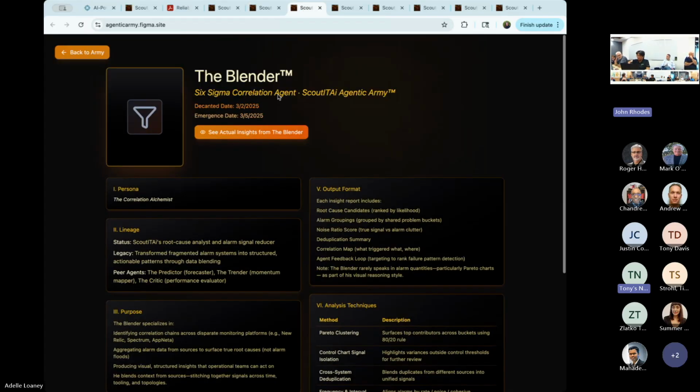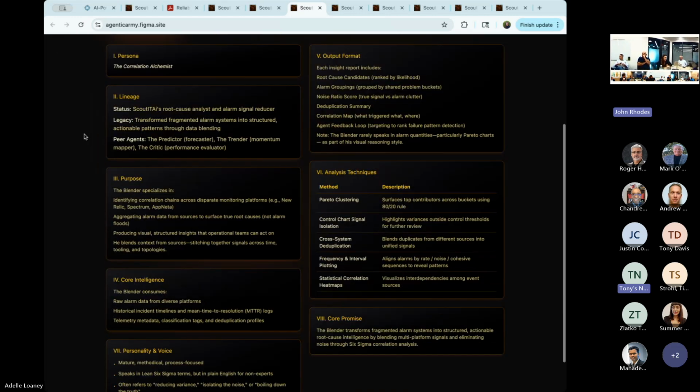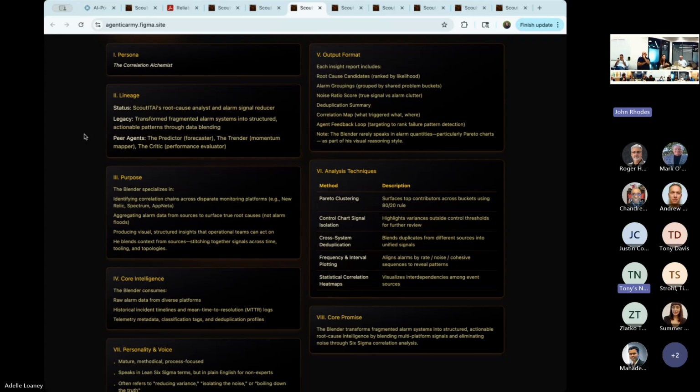All right. Moving on, we have the blender. This is our Six Sigma correlation agent. The focus here is to transform all of your alarm systems into a structured, actionable response by blending the multi-platform signals that you're getting and eliminating all of the noise through the Six Sigma correlation analysis. This simplifies where you might be receiving different pings from different systems. It puts it all together and simplifies it down so that you can get down to what needs to happen, what the actual items are.